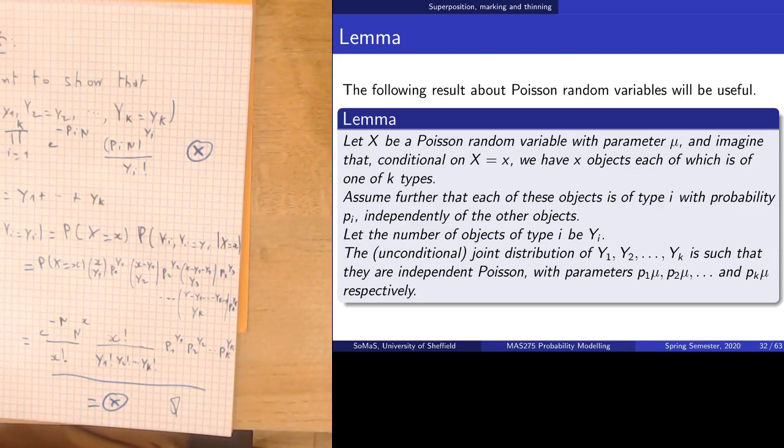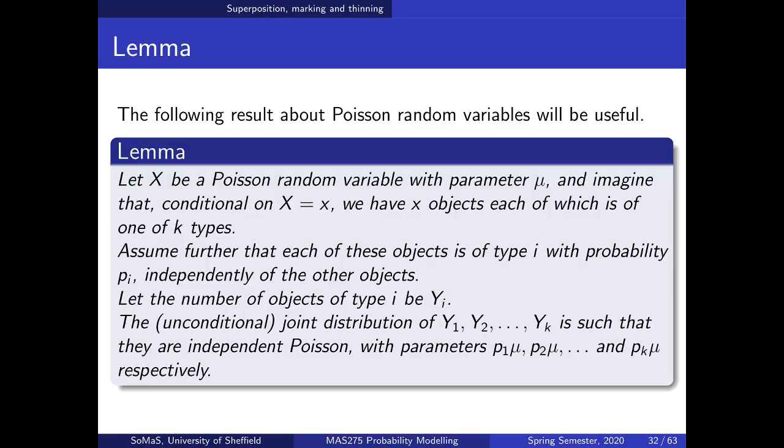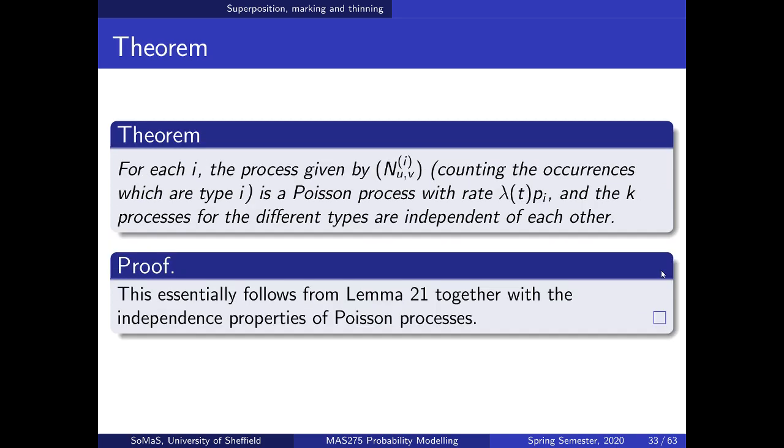The end. And now we can use this lemma to get our interesting thing about marking Poisson processes. So, theorem. I do my marking thing with the Poisson process. Each event I mark with probability p_i to be of type i. Then the process given by events of type i is also a Poisson process, and its rate is the previous rate multiplied by p_i. I've got k possible values for i, and each of those processes is independent.